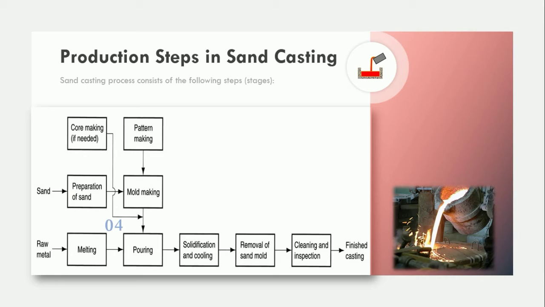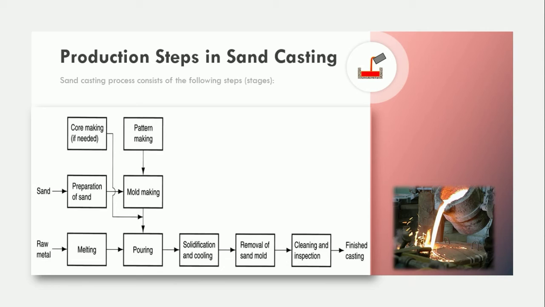Now, after pouring the molten metal into the cavity, let's move to step number 5, which is solidification and cooling. After pouring the molten metal, some time is to be given for solidification, and as that cooling time passes, we remove the cast product from the sand, or the mold is broken out, and the casting is ejected from the mold cavity, and that further goes for cleaning and inspection.